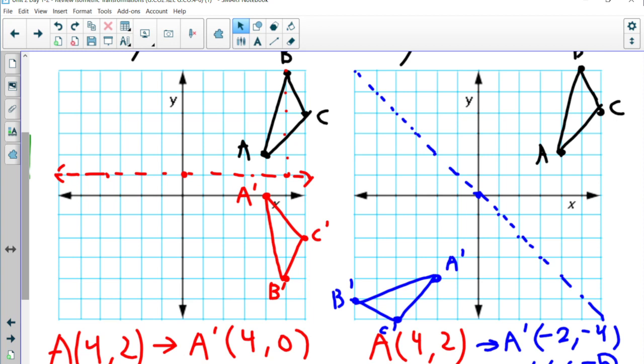So that's about as complicated as those reflections get. Usually you're flipping over the x or y axis, but occasionally we have these curveballs of these more complicated lines that we're flipping over.